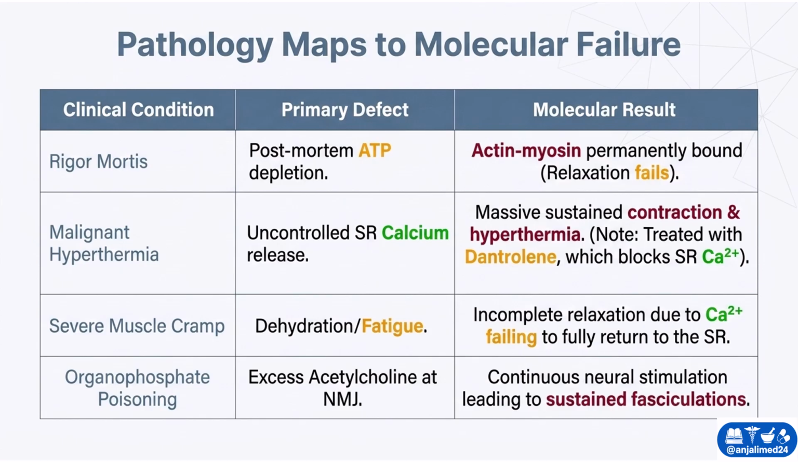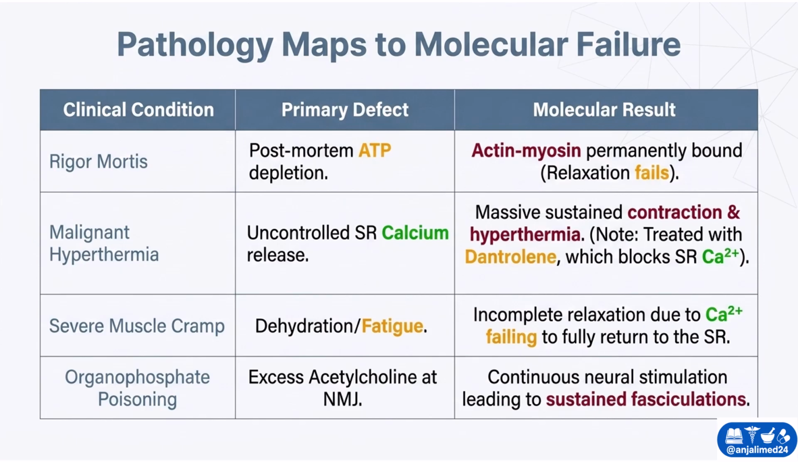First, rigor mortis. It occurs when, after death, ATP production completely stops. Without ATP, the myosin heads cannot detach from the actin filaments. As a result, the actin-myosin cross bridges become permanently locked. Relaxation fails completely. This produces the characteristic post-mortem muscle stiffness. So, rigor mortis is essentially a state of irreversible contraction caused by total ATP depletion. This is the same mechanism we saw in Vikram's severe sprint cramp. But in rigor mortis, ATP can never be restored.